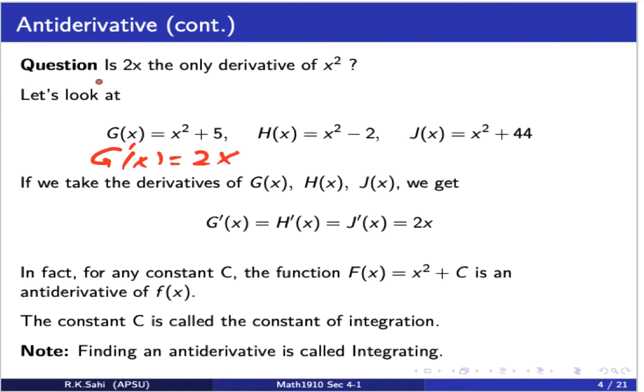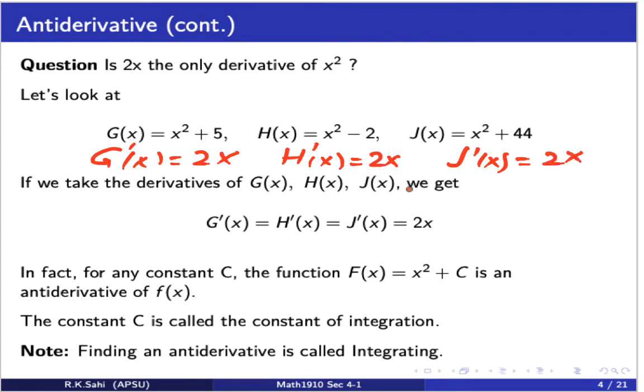So according to what we just learned, that means capital G of x is also an antiderivative for the function. Now let's look at h of x. My h of x is x squared minus 2. If I take the derivative of this function, h prime of x, again I get 2x. Similarly, if I have a capital J of x function, which is x squared plus 44, and I take the derivative of this, I again get 2x.